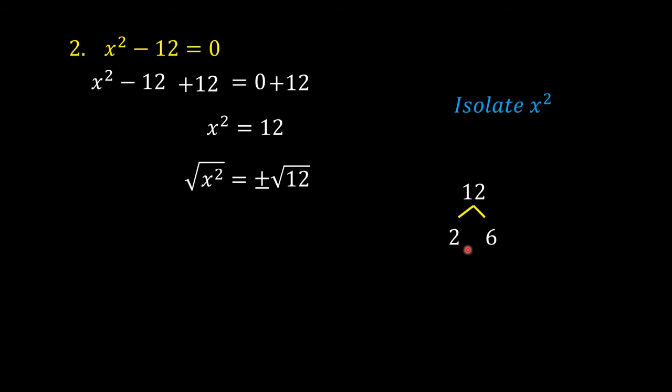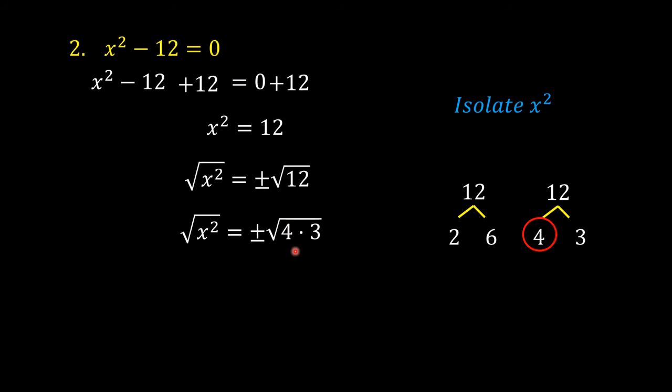The factors of 12 are 2 and 6, 4 and 3. Now you can see that 4 is a square factor because it is a perfect square integer. We can extract its square root exactly. So we have the square root of x squared is equal to positive and negative square root of 4 times 3.